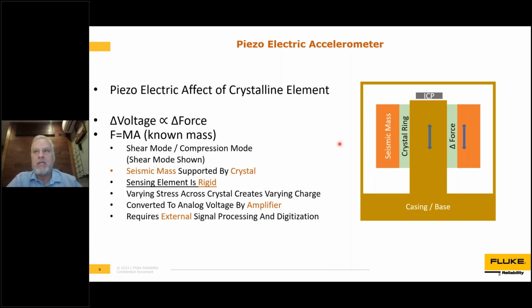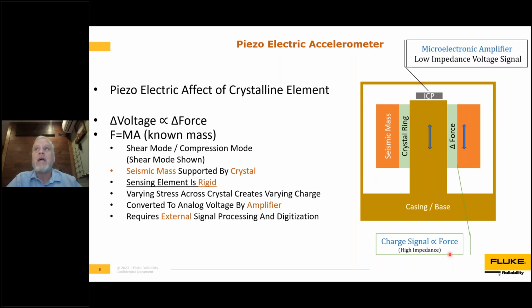The sensing element is rigid. And that's a charge signal. It's a high impedance signal that's proportional to the force being measured between the casing base and the seismic mass. Then typically mounted at the top is some sort of electronic amplifier that gives you a low impedance voltage signal. This is not the only style. This is ICP, which is pretty standard for our devices, but there are other types of amplifiers out there that serve different functions and have different advantages.